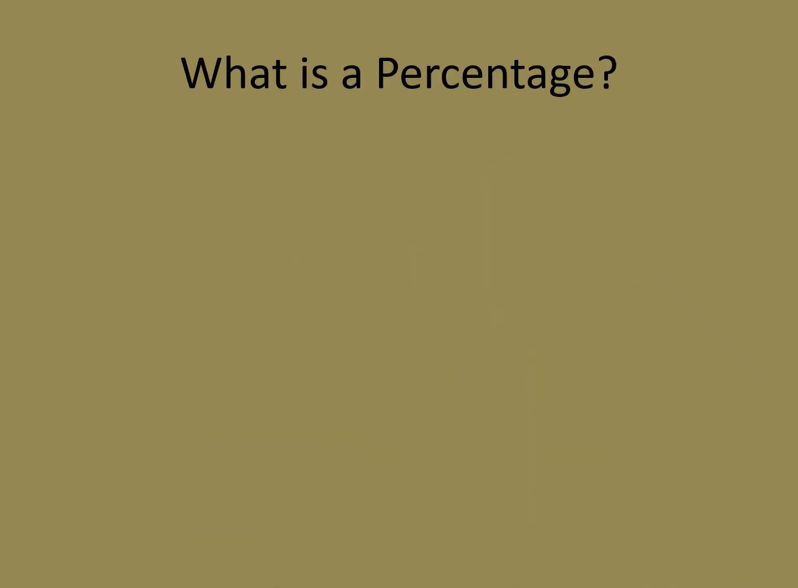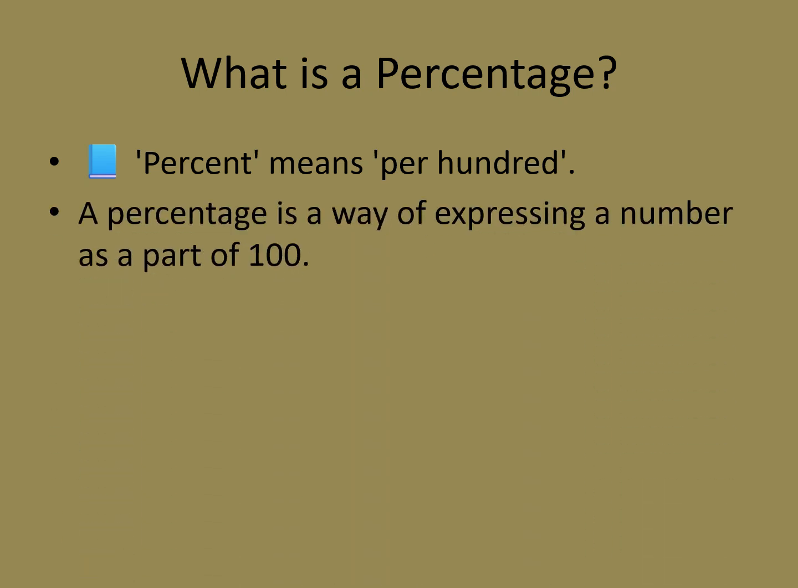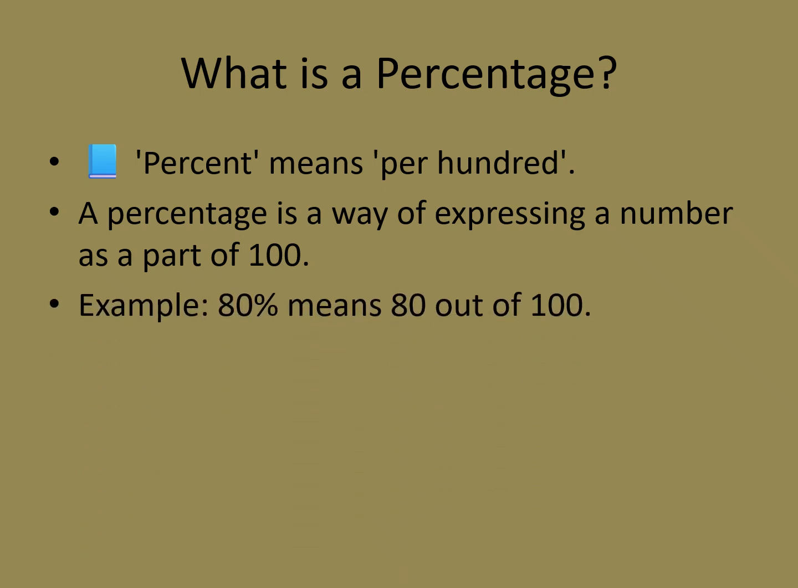So what do we mean by this? Percentage comes from a Latin word, percent, which means out of 100 or per 100. It is a simpler way of writing any number out of 100. So percentage is a way of expressing a number as a part of 100. For example, 80% means 80 out of 100, and 60% means 60 out of 100.